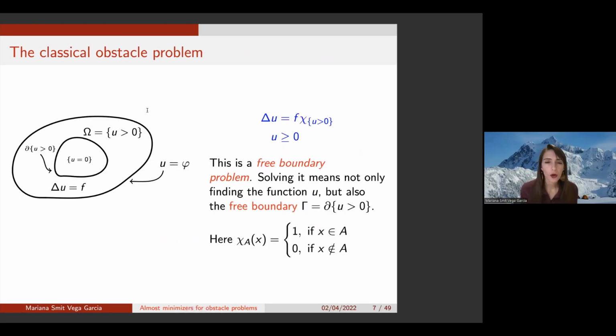We can also rewrite our problem in terms of a PDE. So here we can write that the minimizer we obtain is going to satisfy that its Laplacian is equal to f times the characteristic function of the set where u is positive. So the Laplacian will be 0 where u is actually equal to 0, and it will be f when u is positive. And we also have the requirement that u is greater or equal to 0.